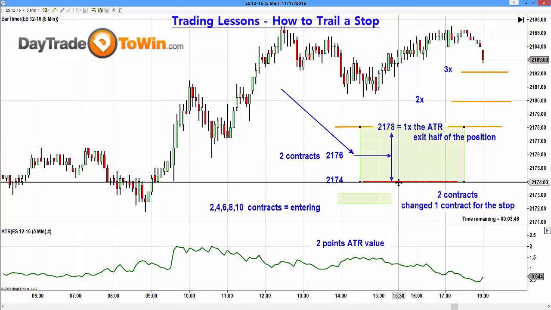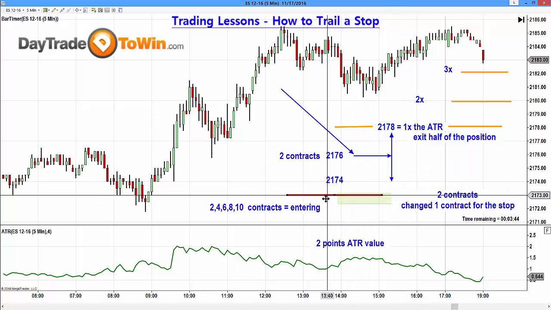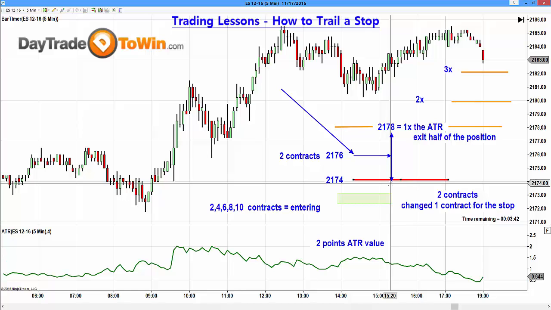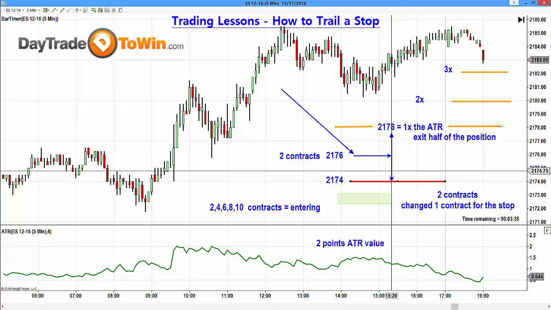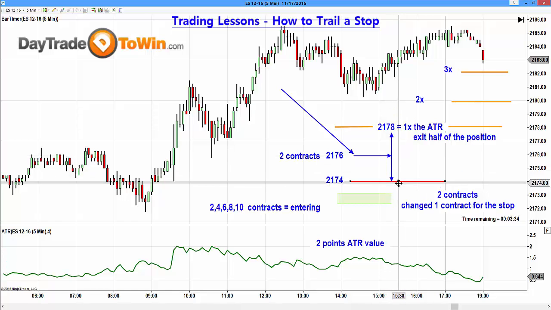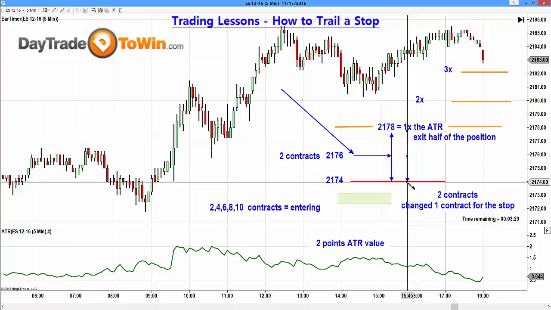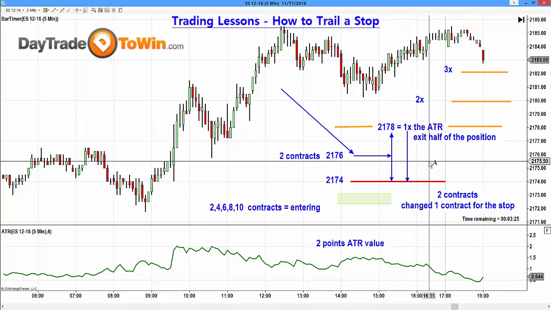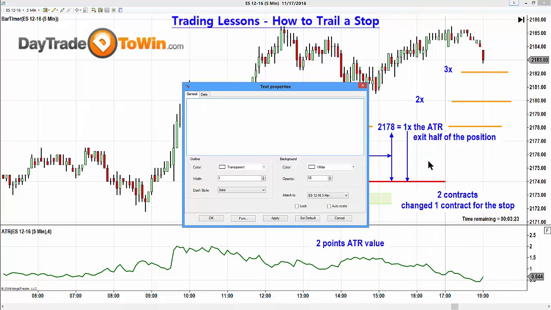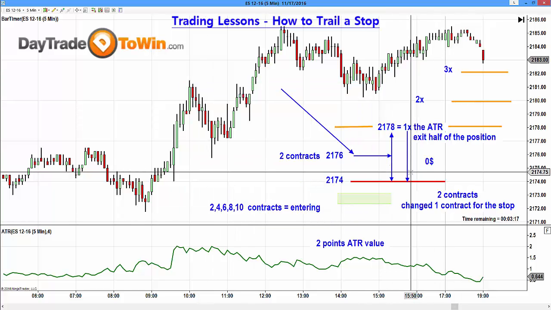So my stop is changed from where it started off. It's adjusted to be 2 points from where I entered. I made 2 points. If the market happens to crash and come all the way down to 2174, I'm out. And what I win or lose is actually $0. I don't make any money, I don't lose any money. I made 2 points, I lost 2 points. I just have to pay for the commission.